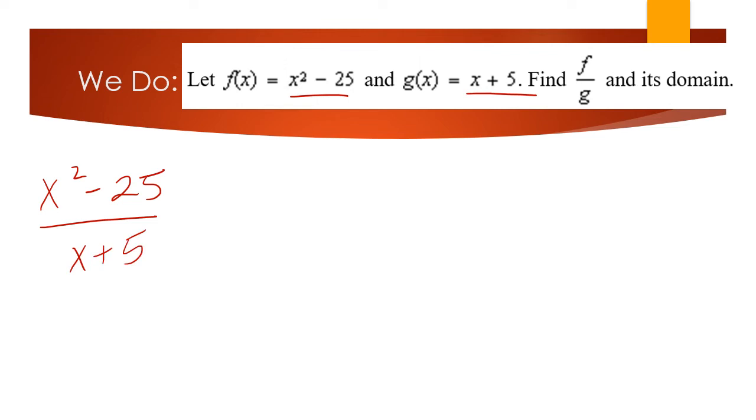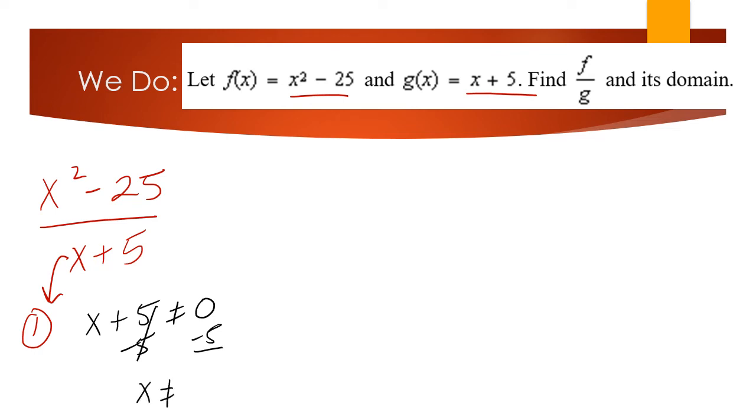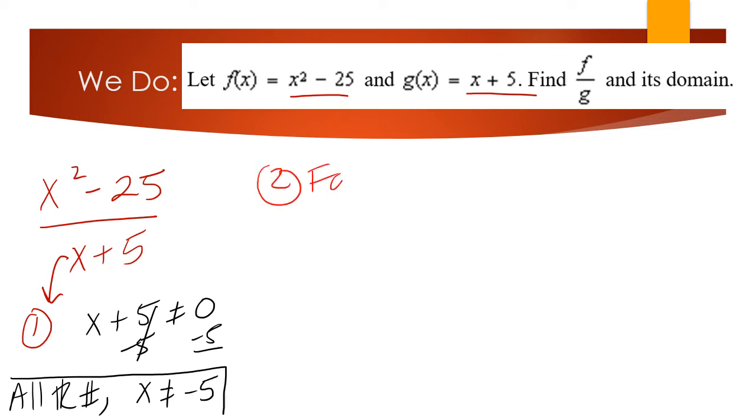Okay. So step 1 is where we find our domain restriction, and that's based off our denominator. So we have x plus 5 as the denominator. So x plus 5 cannot equal 0. And we're going to subtract 5 from both sides. And we're left with x cannot equal negative 5. So we know it's all real numbers, but x cannot equal negative 5.